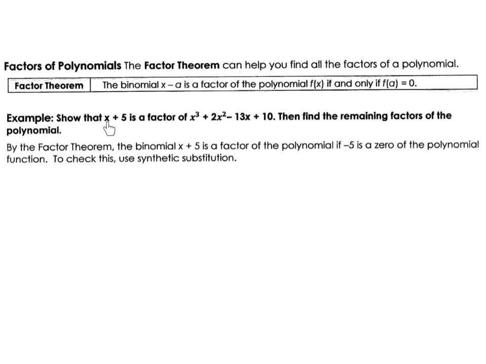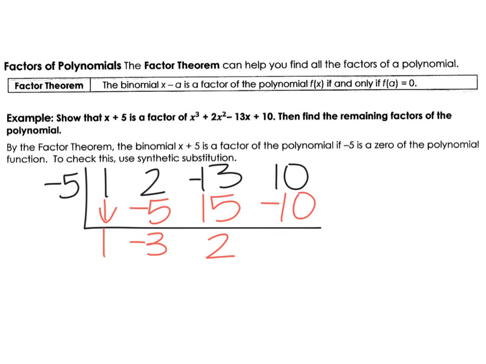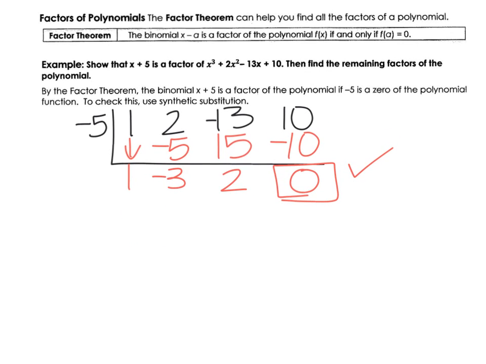So let's do this example. Let's check to see if x plus 5 is a factor of this polynomial. So set up our synthetic substitution. Negative 5 on the outside, 1, 2, negative 13, positive 10 on the inside. Then we're going to bring down our 1. Negative 5 times 1 gives us negative 5, negative 3, positive 15, 2, negative 10, and 0. So 0 is our remainder, so yes, this is a factor. So x plus 5 is a factor of this polynomial.